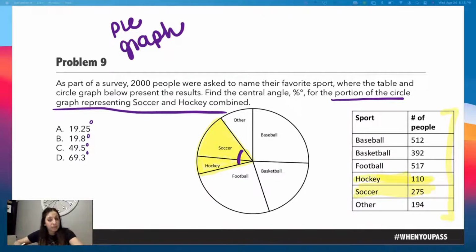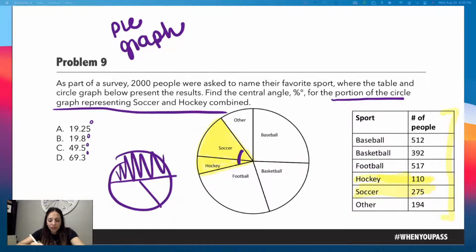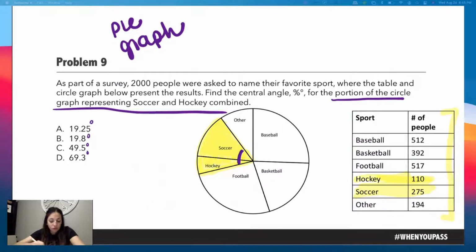If they were looking for percentage, then that would not be 69% of my graph, because 69.3% would be greater than half. So it would be something like, I don't know, this, all of that would have to be filled. And 49.5 would be half. But that's only if they were asking for percent, and they're not. They're looking for central angle.